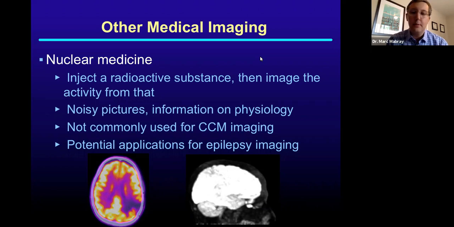And in fact, these images are from a patient with a CCM and secondary epilepsy. This is a PET-CT, and this is from the same study, a kind of projection or summation of all that data. And it was being used to try and figure out where the seizures are coming from and to help plan therapy for that.